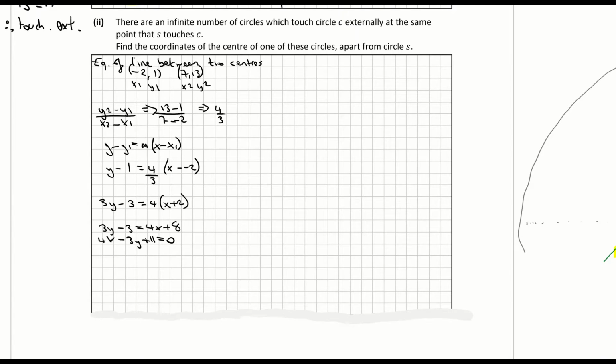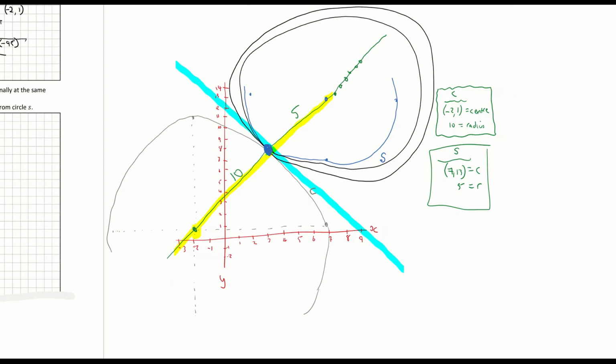Now what I want to do is find the equation of the line that goes between the two circles, so the tangent to the point of contact. So in other words, the equation of this blue line. And in order to get the equation of a tangent between the two circles, basically what I want to do is subtract the two equations of the circles from each other. So that's what I'm going to do now.